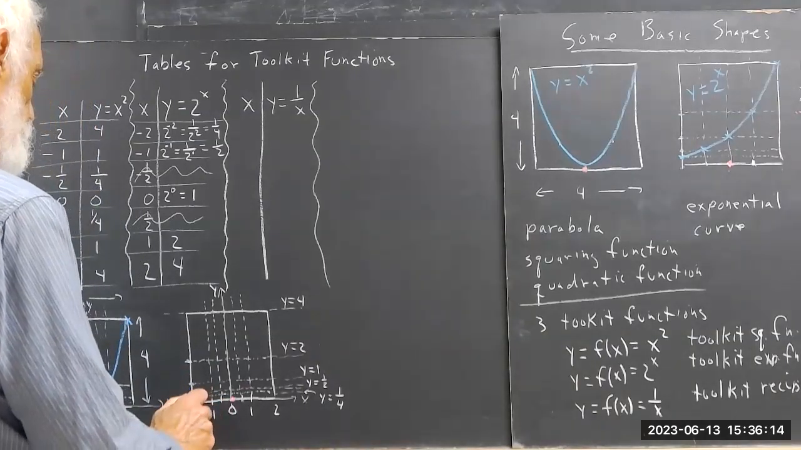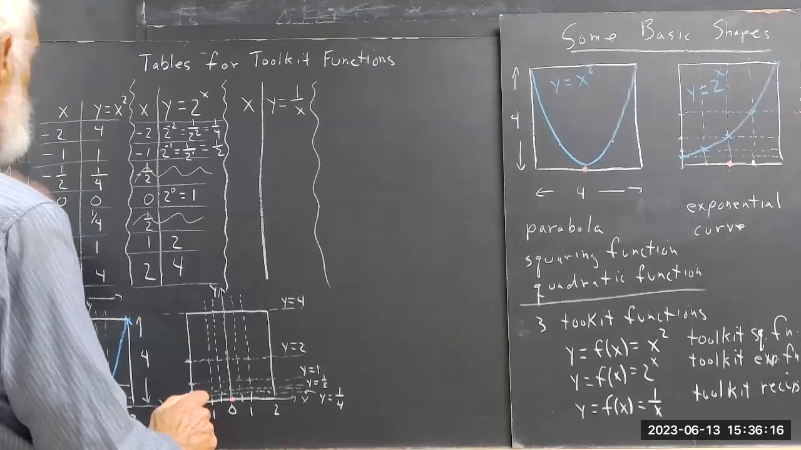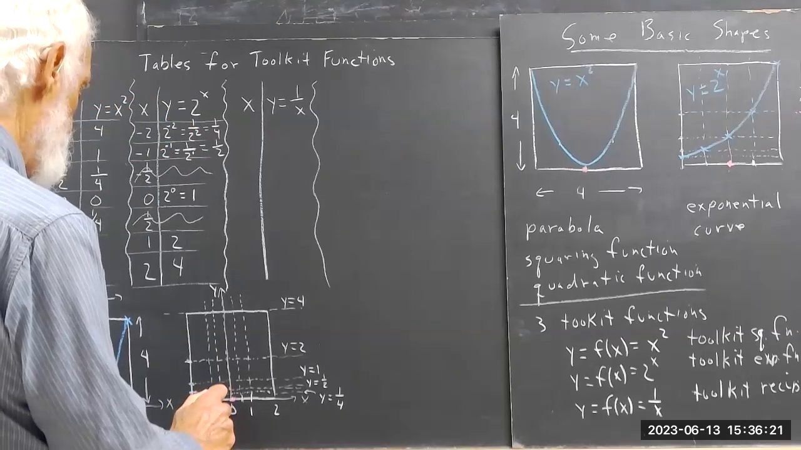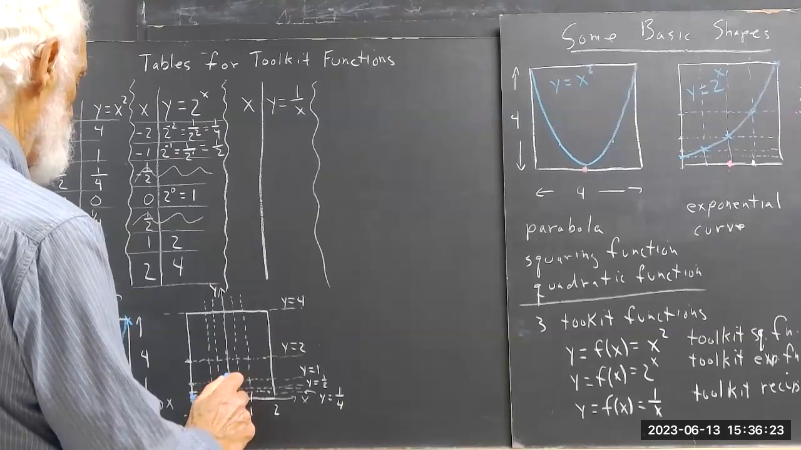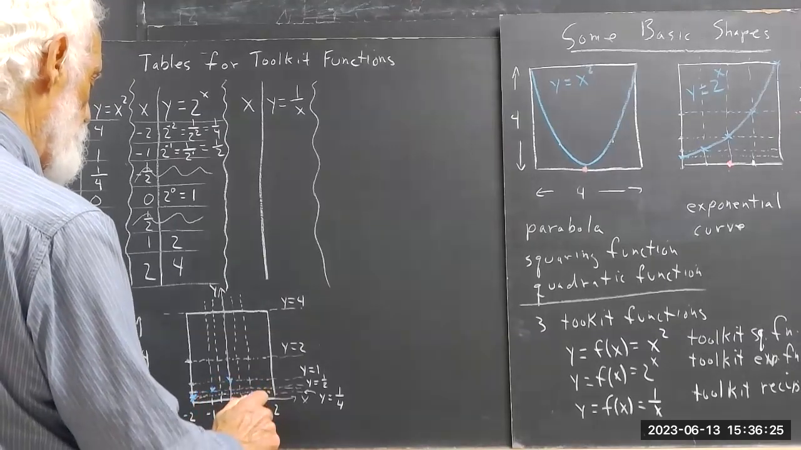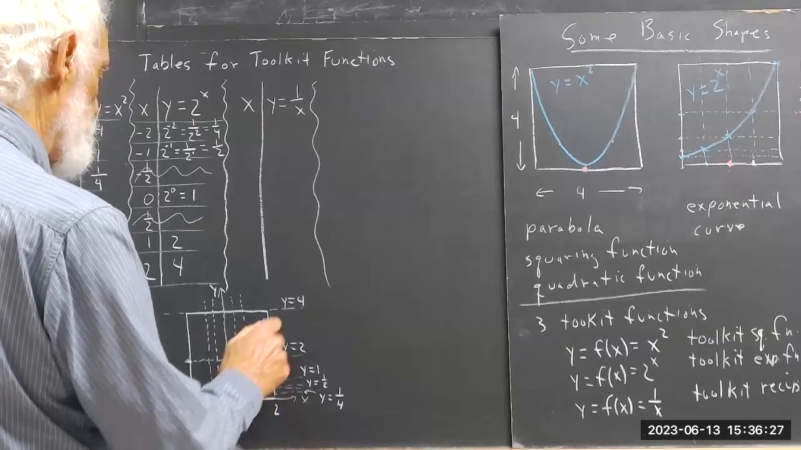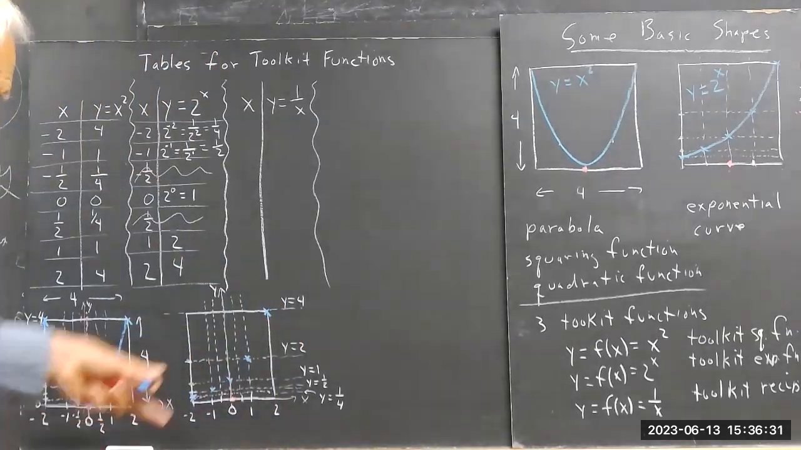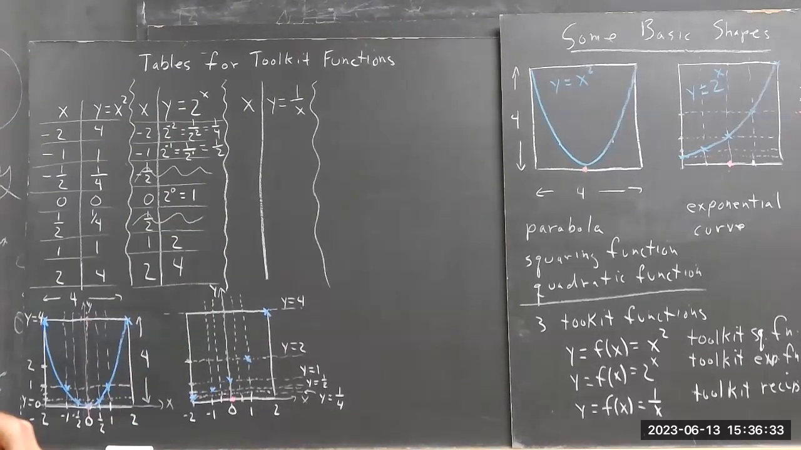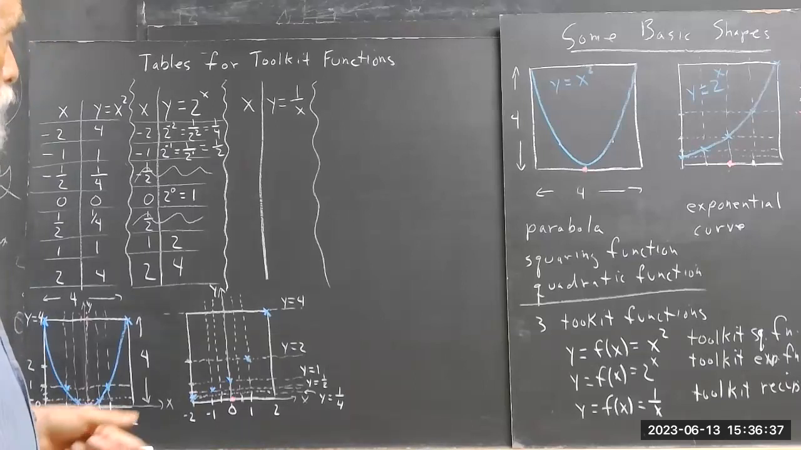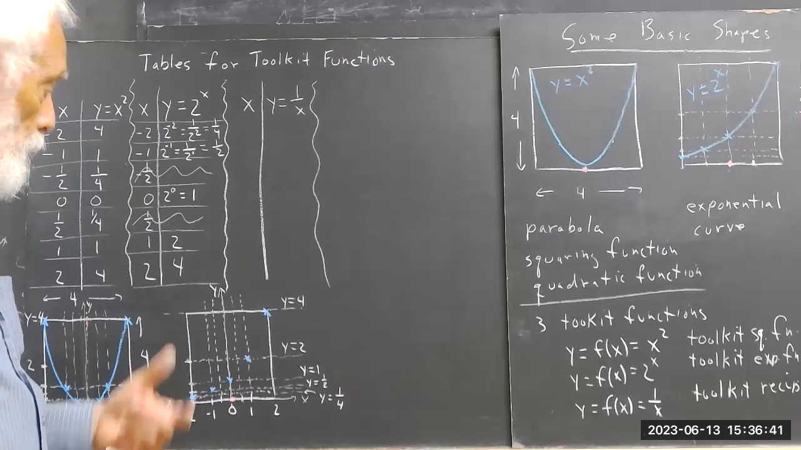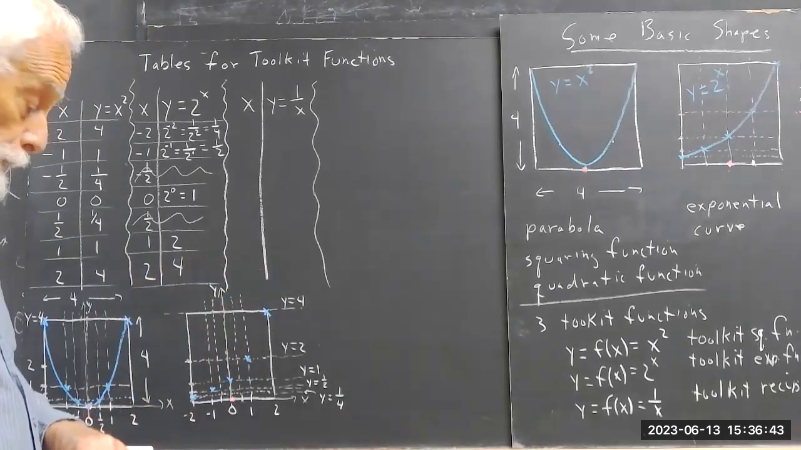Okay, so -2, 1/4. Yeah, that's this point. -1, 1/2. Yeah. 0, 1. There it is. 1, 2. There it is. And 2, 4. There it is. There's our graph. Okay, that's a 5-point graph. That's what I call our basic toolkit exponential function. It consists of these 5 points.